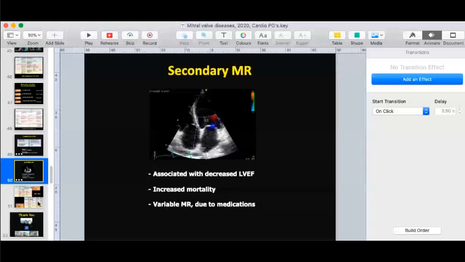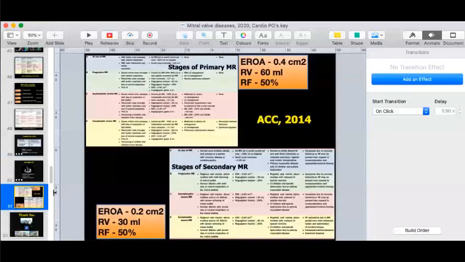Coming to the question which you have asked, very important is what parameters are used to differentiate primary MR and secondary MR? These are the two parameters. When you look at primary MR, always remember you talk about effective regurgitant orifice area. More than 0.4 centimeters squared, we say it is severe MR. Regurgitant volume more than 60 ml, we say it is severe MR. But when you come to secondary MR, it is just half of it. Your effective regurgitant orifice area will be 0.2 and the regurgitant volume will be 30 ml.